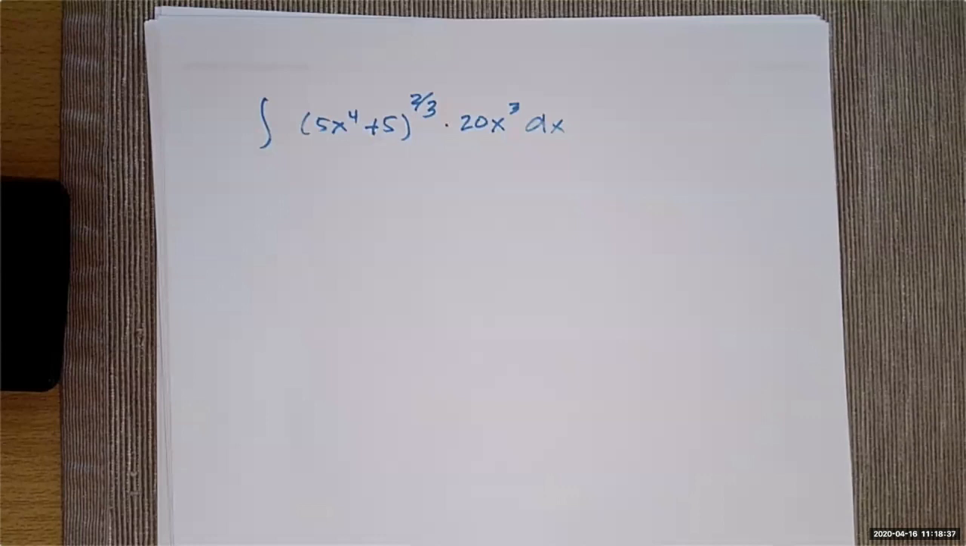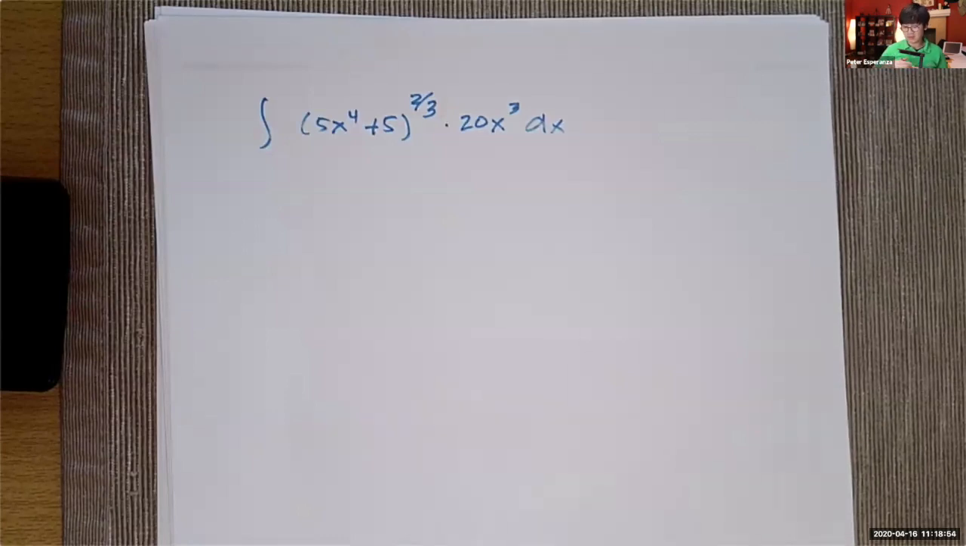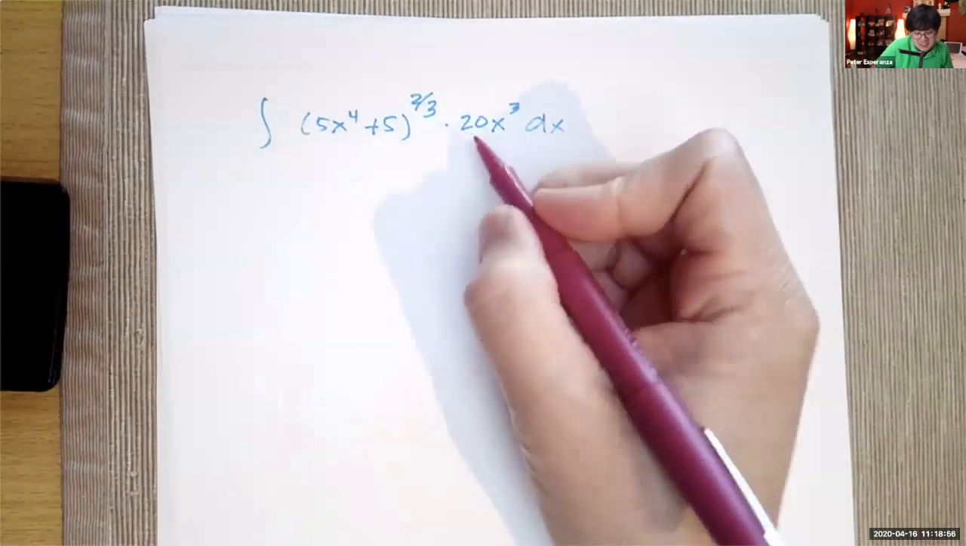3/5 times 5x^4 plus 5 to the 5/3 plus c. And that is correct. 3 over 5 times 5x^4 plus 5, raised to 5 over 3, plus the constant c. Do I need to show it? Okay, I'll show it, since this is easy.